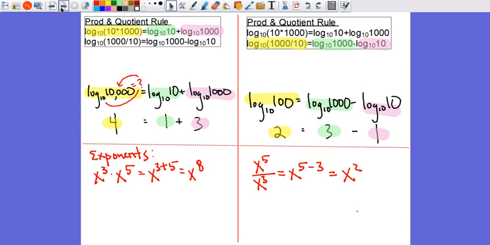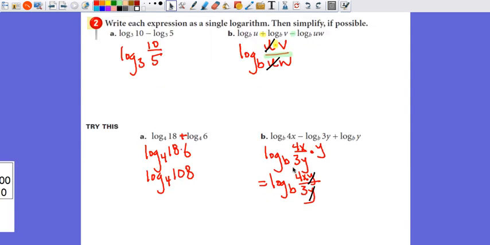Here's the example we did last Wednesday. Let's go straight to the hardest one. You see a minus here, so you think divide. So log base b of 4x over 3y times y, which is right here, times, because anywhere you see a plus, you think times.